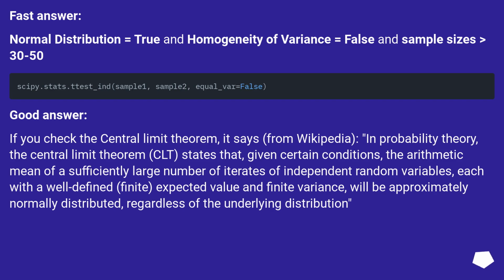Good answer. If you check the central limit theorem, it says, from Wikipedia: in probability theory, the central limit theorem, CLT, states that, given certain conditions, the arithmetic mean of a sufficiently large number of iterates of independent random variables, each with a well-defined, finite expected value and finite variance, will be approximately normally distributed, regardless of the underlying distribution.